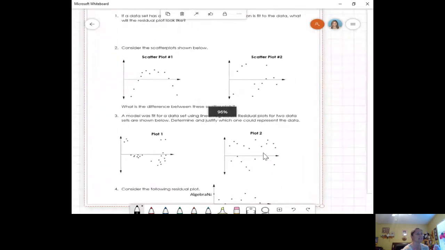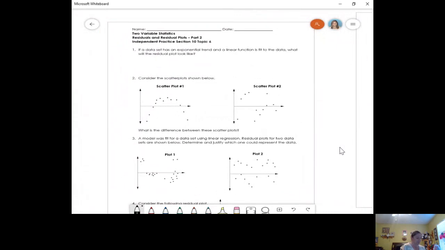All right, so let's look at 10-6. So 10-6 says if a data set has an exponential trend and a linear function is fit to the data, what will the residual plot look like? So if a data set has an exponential trend and a linear function is fit to the data, what would it look like? So we're going to draw our graph, and it would look something like this.